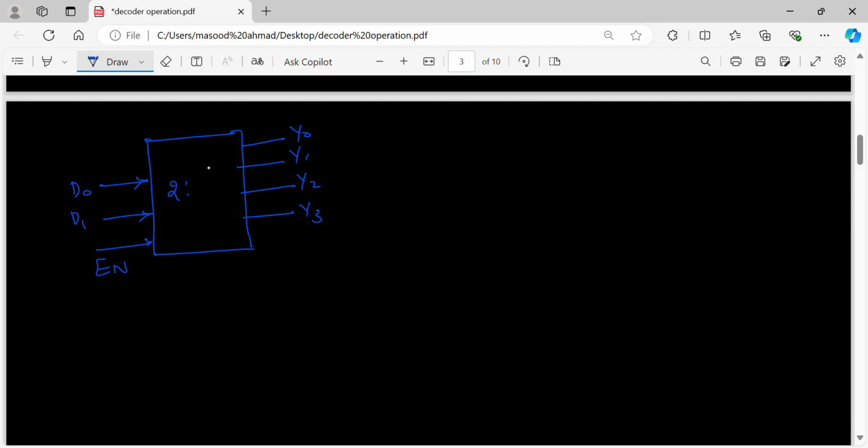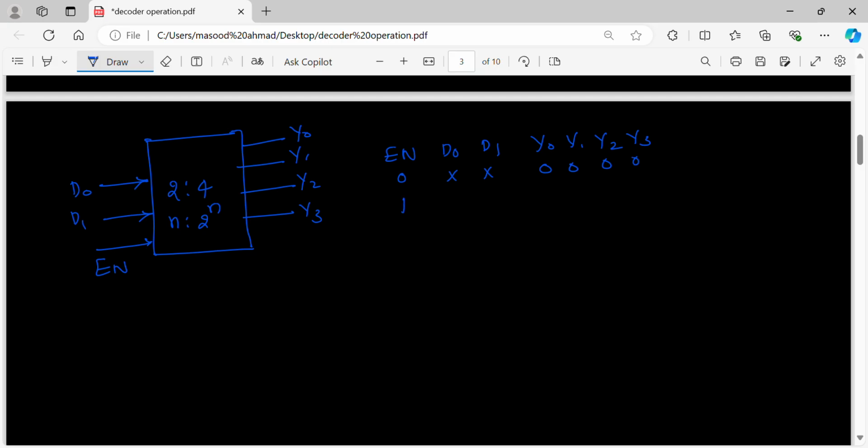This is 2-line to 4-line, which is in general 2 to power n is to 2 power n decoder. So what I try to do is, I try to see the inputs enable, D0, D1. Then I represent the outputs Y0, Y1, Y2, Y3. When enable is 0, okay. So what is your output? Doesn't matter D0, doesn't matter D1, your output is 0.